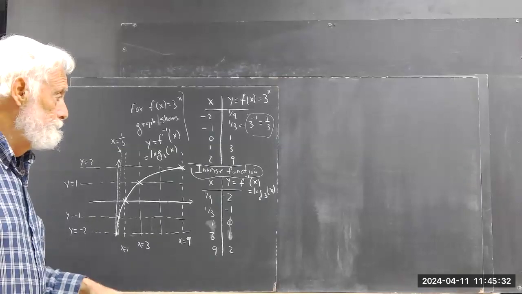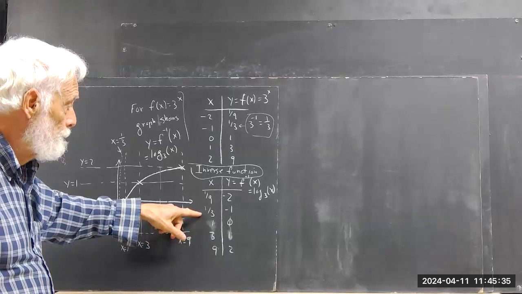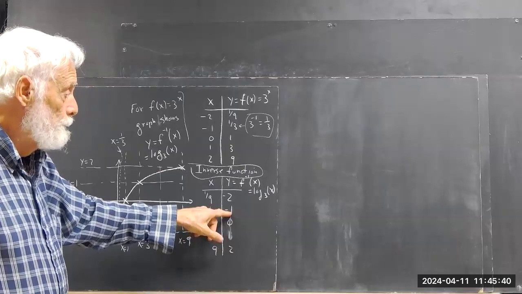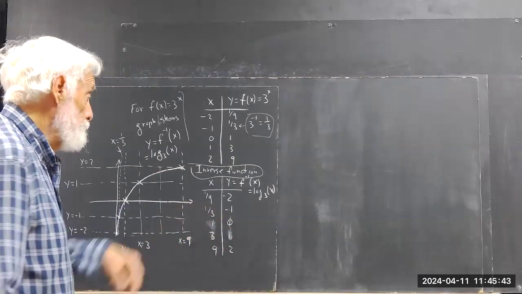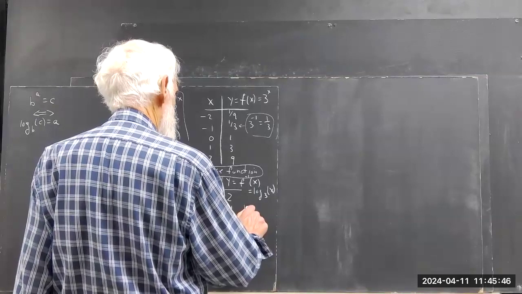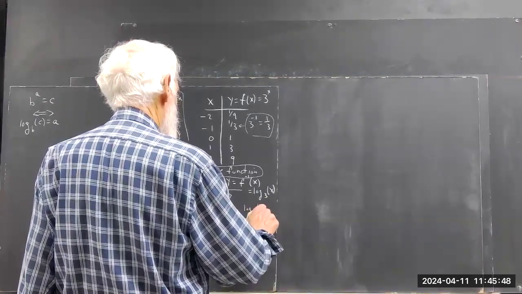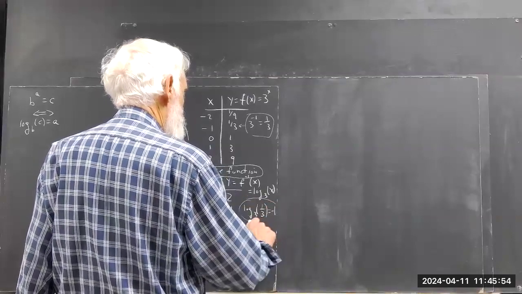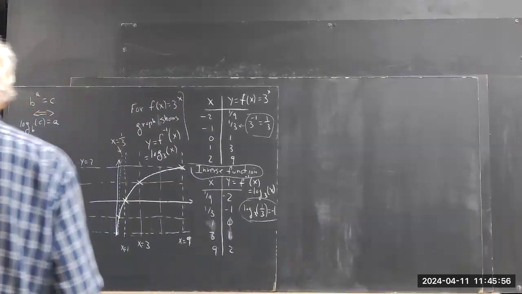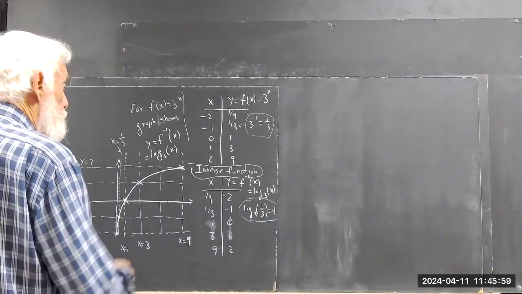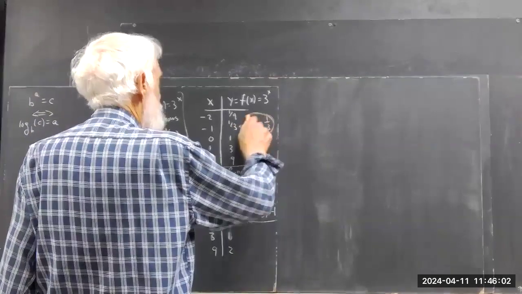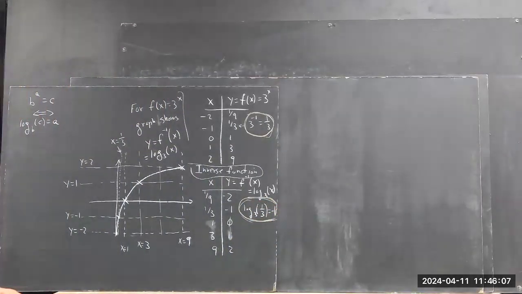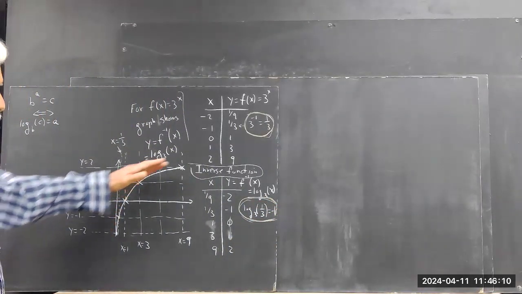Well, if x is 1/3, log base 3 of x is negative 1. So this line says that log base 3 of 1/3 is negative 1. So this line says exactly the same thing as this line. Except that, of course, the graph looks like this.